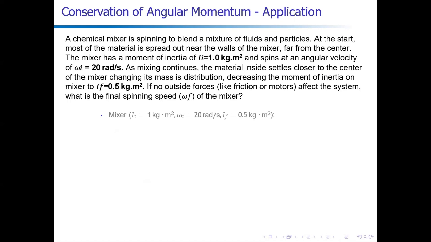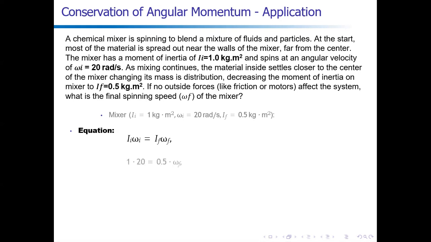As mixing continues, the material settles closer to the center. This changes the distribution of mass and lowers the moment of inertia. The final moment of inertia is calculated to be 0.5 kilograms meter squared. If there's no external torque, then angular momentum stays constant, meaning that the initial moment of inertia multiplied by the initial angular velocity is equal to the final moment of inertia multiplied by the final angular velocity.